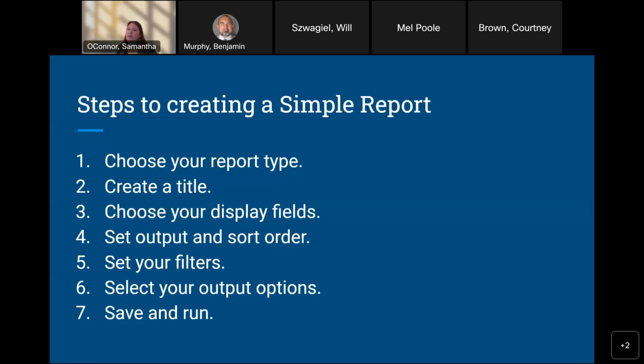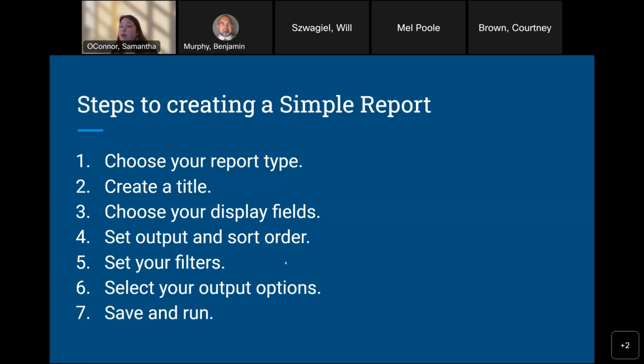So if you want a list of patrons, your display fields will include patron barcodes. And then your filters will allow you to say, but only patron barcodes from Clayton, or only patron barcodes for patrons whose birthday is after 2010. So you'll set your filters, and that'll allow you to reduce the output that you're actually looking at to what's useful for you.